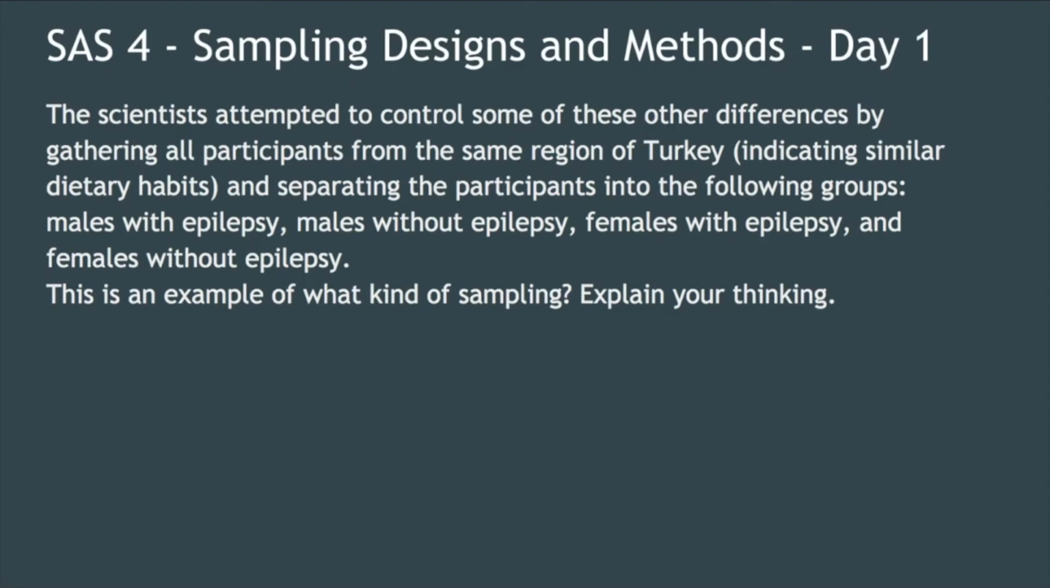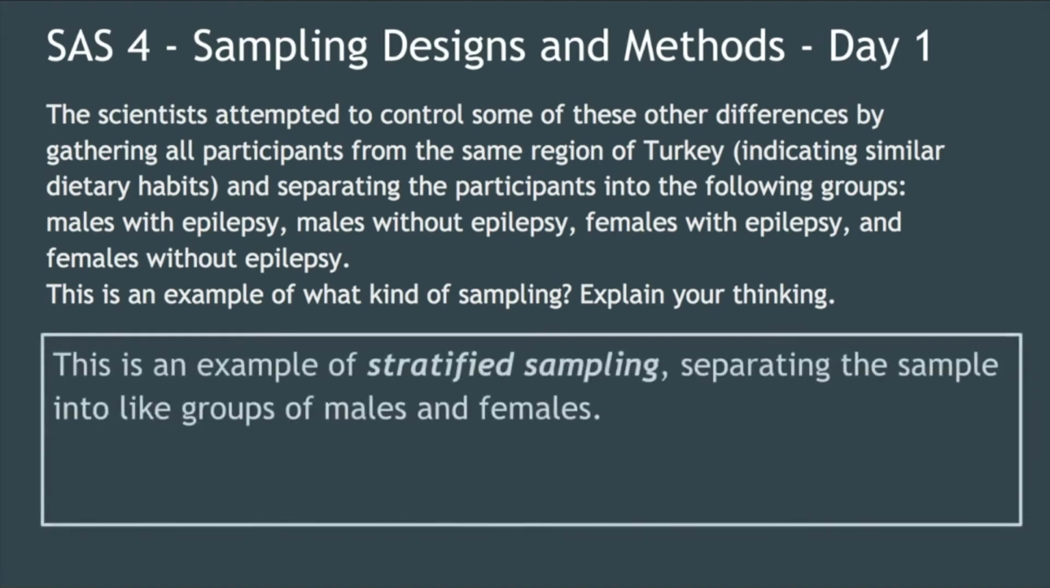Well, we separated into groups, right? But did we choose just a few of those groups? No, we didn't, did we? So this is stratified sampling. Notice it's not stratified random sampling. All right, separating the sample into like groups of males and females. There's a little bit of difference between stratified sampling and stratified random sampling. The random comes in when there's some randomization method used to determine who's in the sample group.